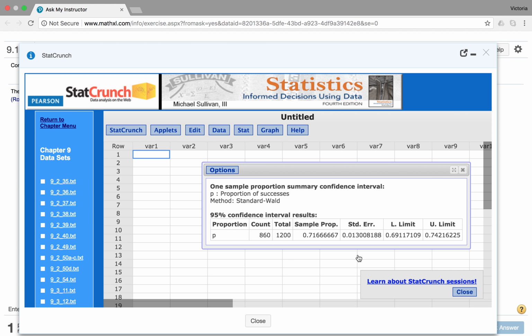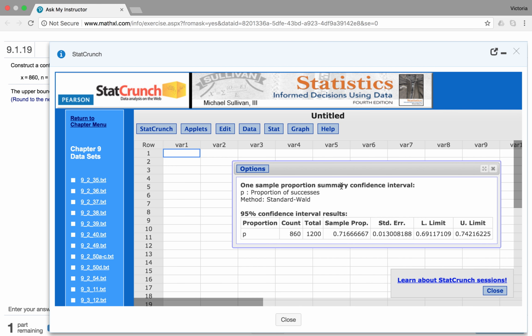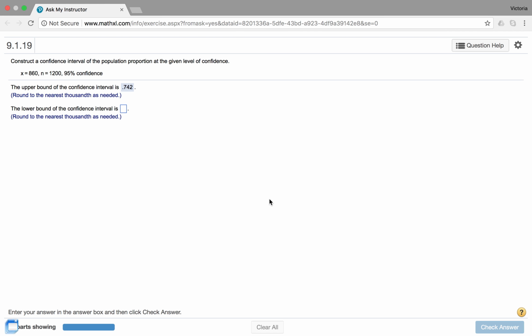Here it gives us the sample proportion. It actually calculates X over N for us. It gives you your standard error, and then it gives you your lower limit and your upper limit. Let's check to make sure this is doing this correctly. We need to round to the nearest thousandth, that's 3 decimal places. So I'll round this upper limit to 0.742, and I can minimize this. So 0.742. Yep, that's working correctly.